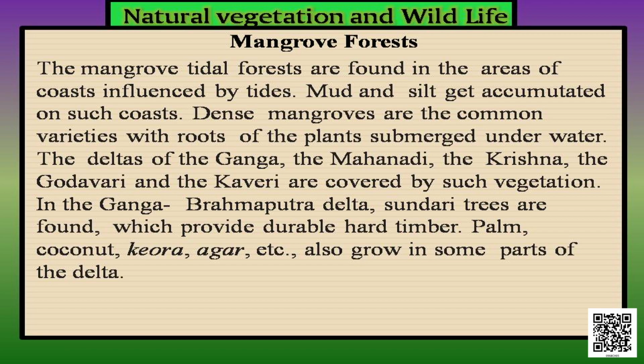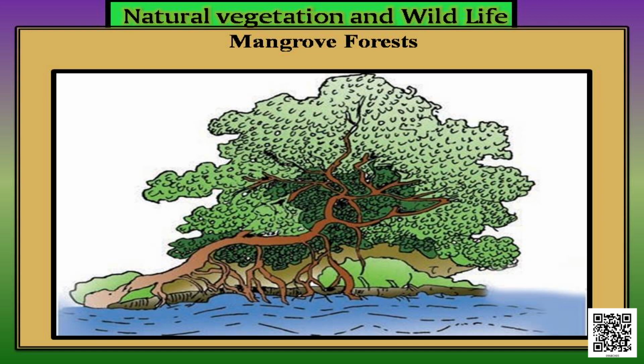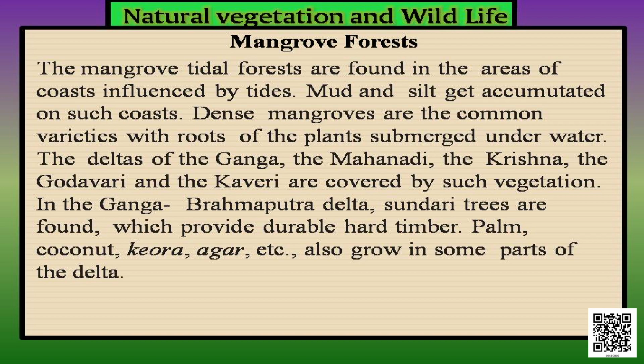Coming to the last type of forest under natural vegetation, that is the mangrove forest. These types of forests are found in the tidal region of our country. So it is called the tidal forest, because it is influenced by the tides. In this region, dense mangroves are commonly found with roots of the plants that remain submerged under the water. These tidal forests or mangrove forests are mostly found in the deltaic regions of the Ganga, the Mahanadi, the Krishna, the Kaveri and the Godavari.